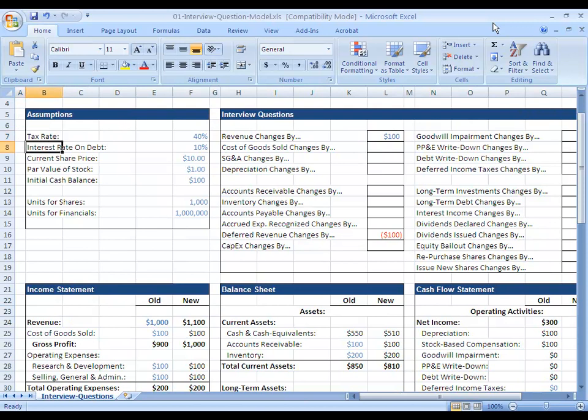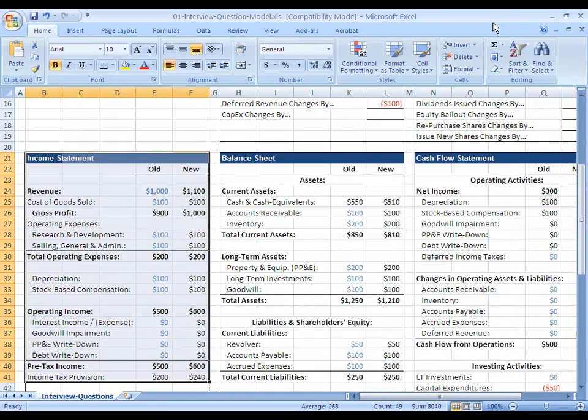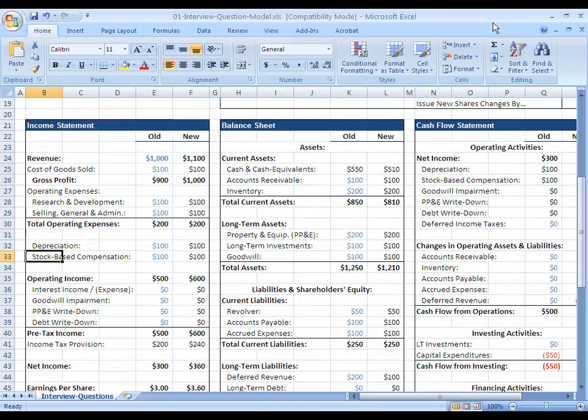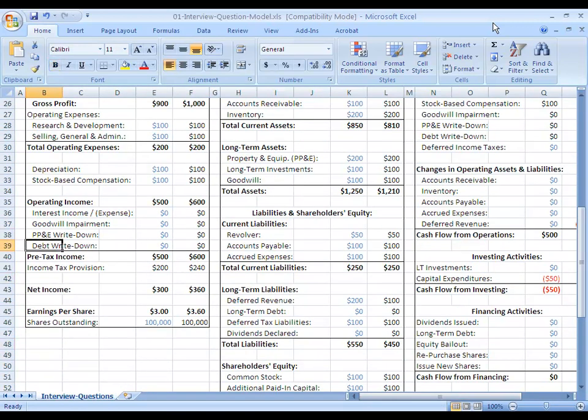So let's start with the income statement once again. So revenue here is going to be up by 100. That flows throughout the rest of the income statement. So operating income is up by 100, pre-tax income is up by 100, and then net income here, if you assume a 40% tax rate, is up by 60. So that's the income statement.